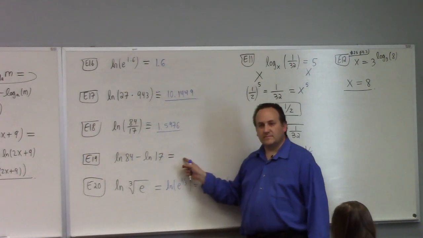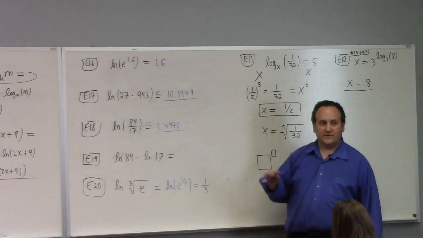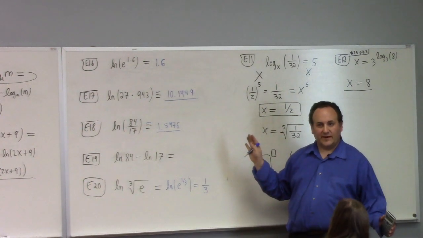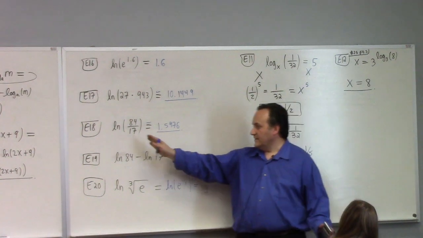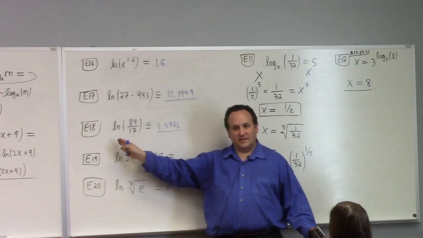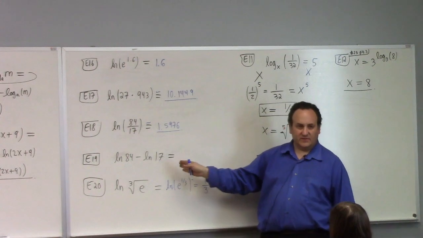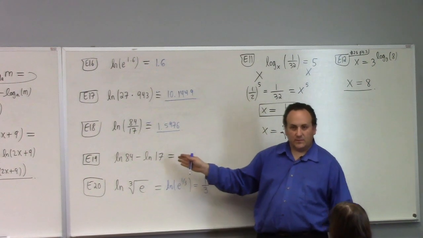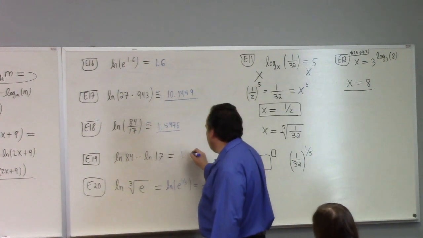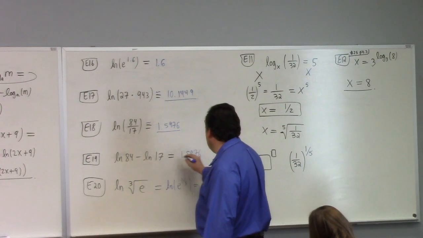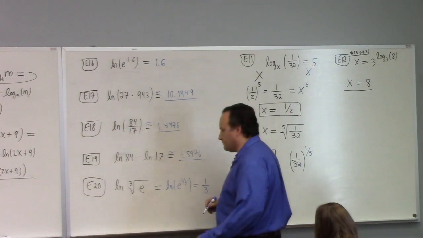How about this one? I shouldn't need the calculator for this. Why? Because the natural log of 84 divided by 17 is equal to the natural log of 84 minus the natural log of 17. These should be equal. So this should again be 1.5976. So there you go.